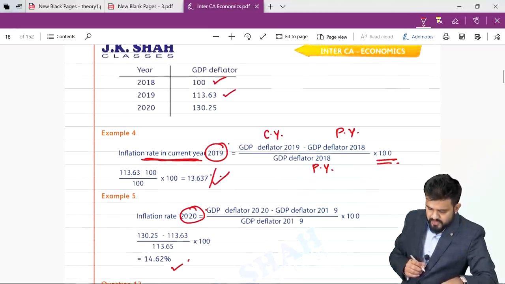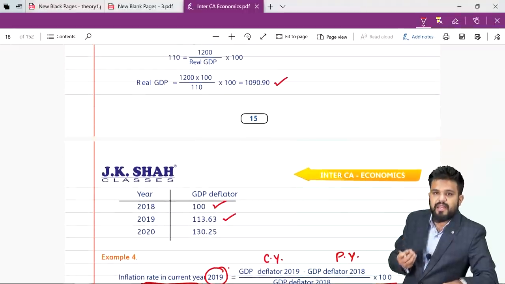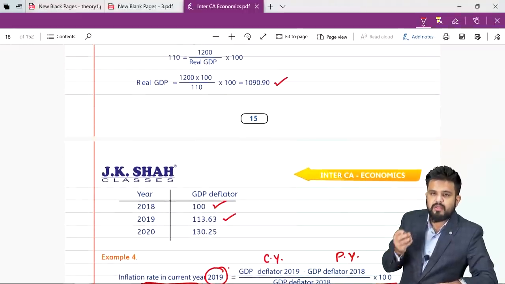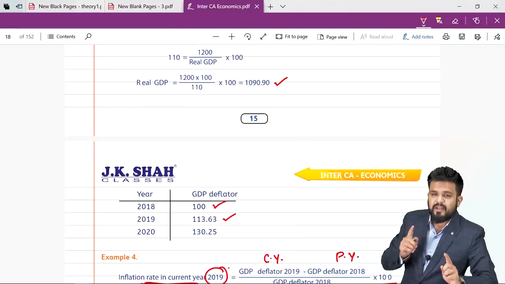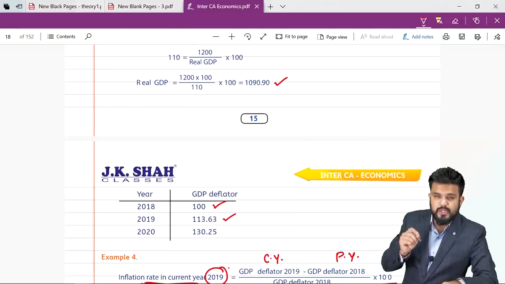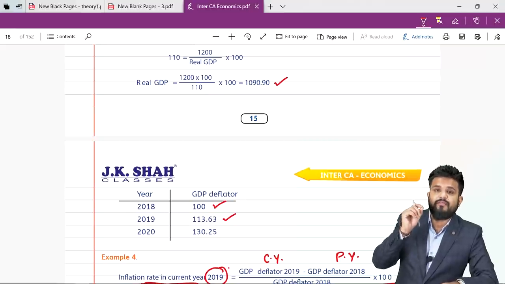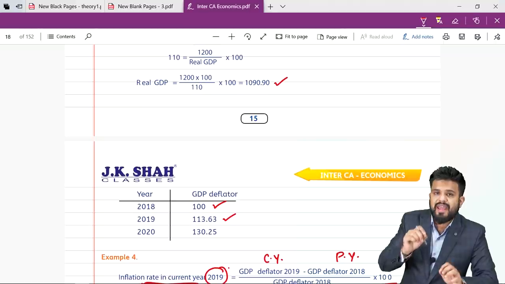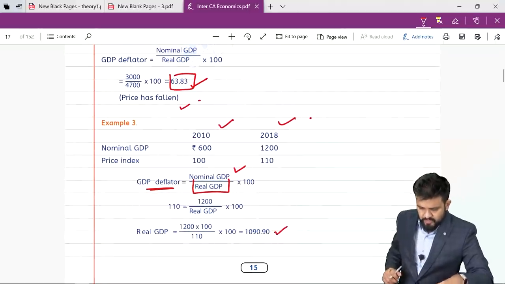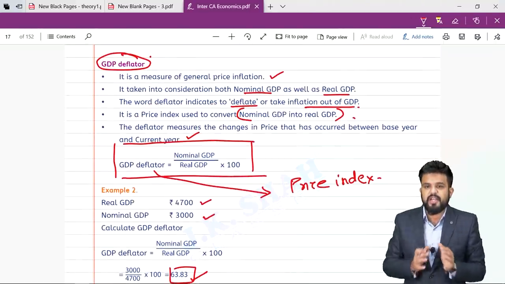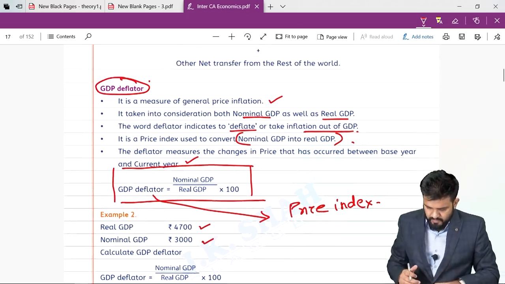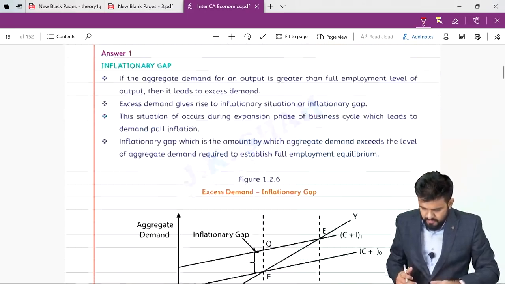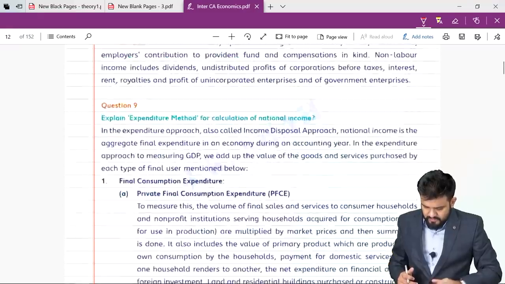So students, please see to it, these are basic, simple, plain vanilla flavor numerical sums you are supposed to do. Only thing is, learn by heart, mug up the formulas. That is very, very important. If you are thorough with the formula, then you can solve any sum. So this was a very small concept called GDP deflator. Now let us go ahead.